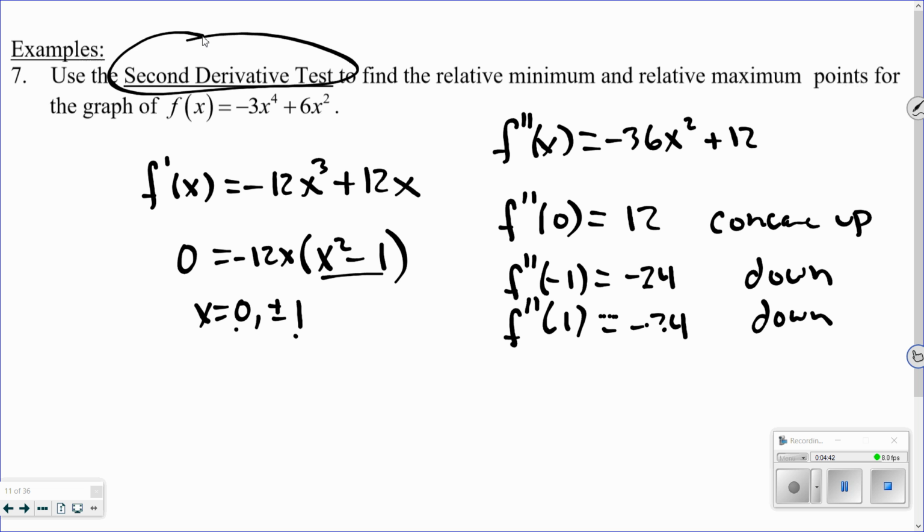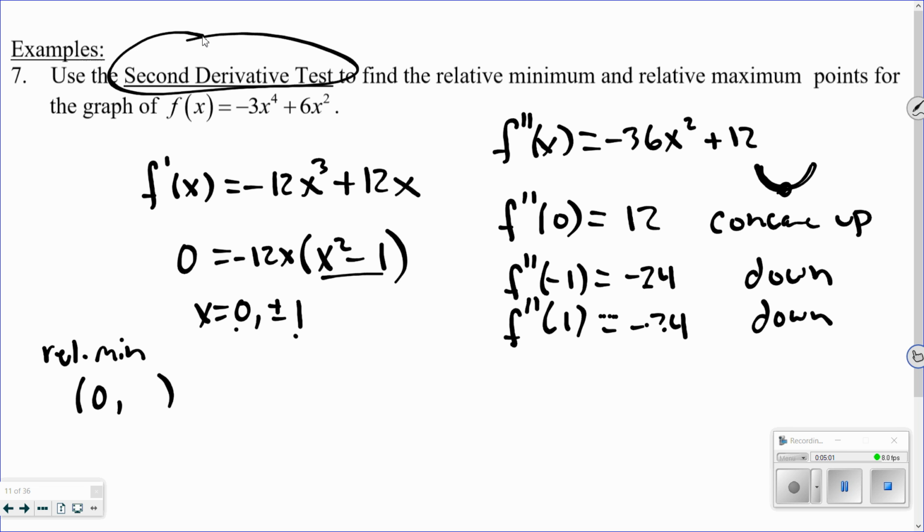So think about this for a second. At 0, it's concave up. So if it's concave up, that means at 0 that it is a min. So it has a relative min at 0 something.